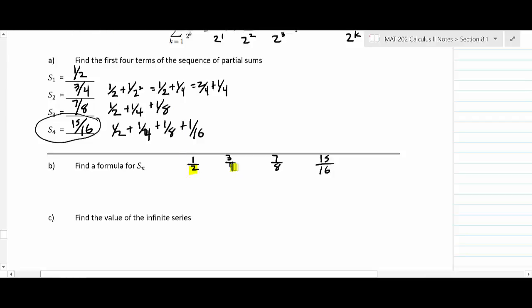What's the pattern that you see in the denominator? 2, 4, 8, 16. Those are powers of 2, right? Okay, you got powers of 2. So if you do that, you're going to have 2 to the first, 2 to the second, 2 to the third, 2 to the fourth. Okay, so we have that. Now that's pretty easy to see.